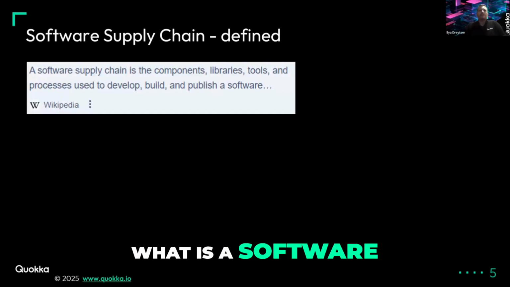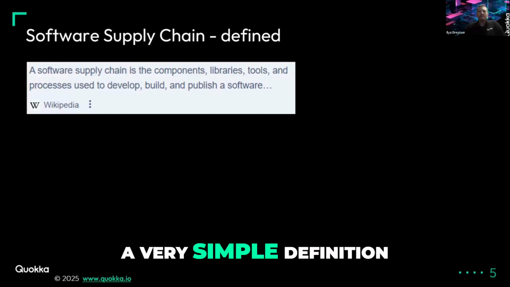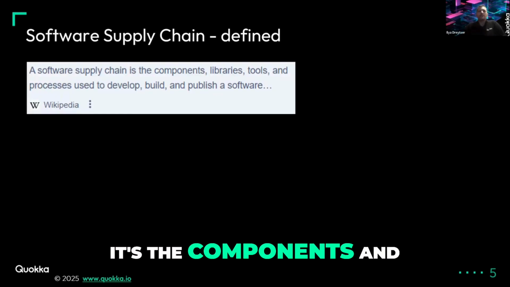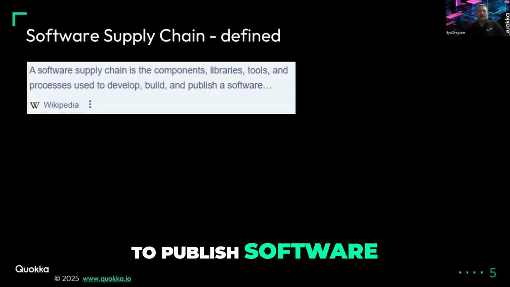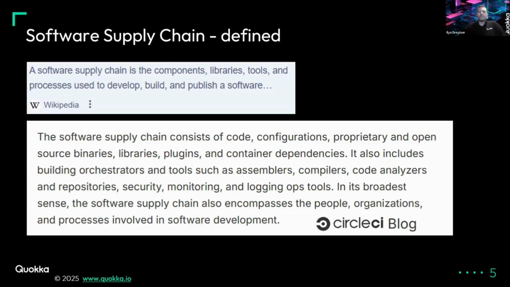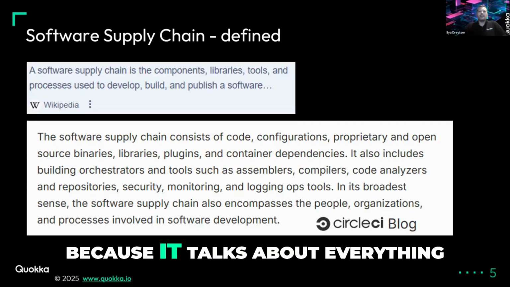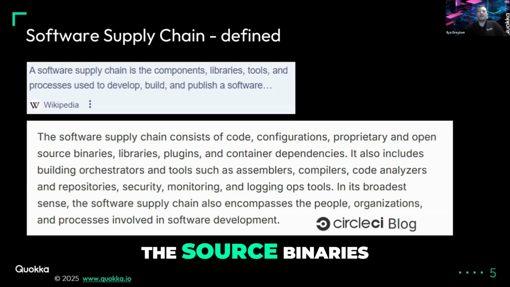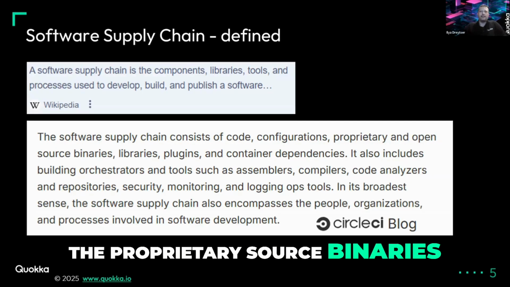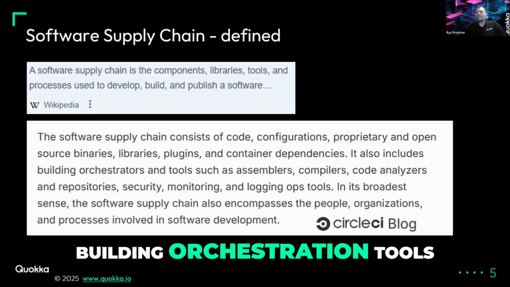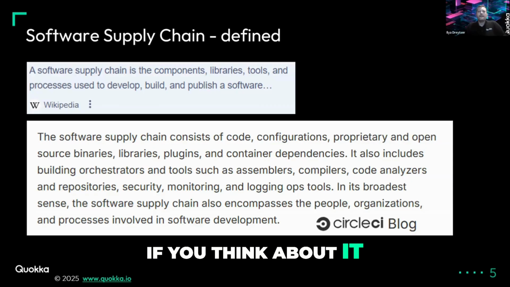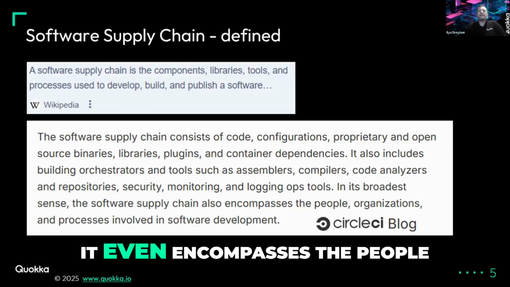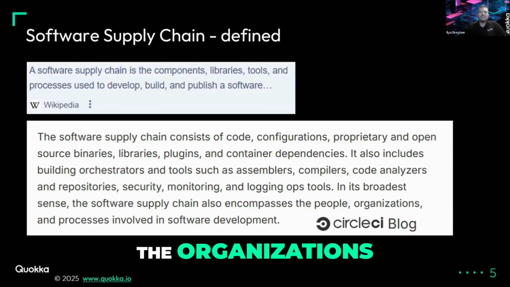So what is a software supply chain? Well, a very simple definition would just say it's the components and the libraries and the tools and the process to publish software, right? It goes into a little more detail because it talks about everything, right? The source binaries, the proprietary source binaries, the building orchestration tools, which is where the NPM attack sort of lives, if you think about it. It even encompasses the people, the organizations, and even the processes that are involved in software development.